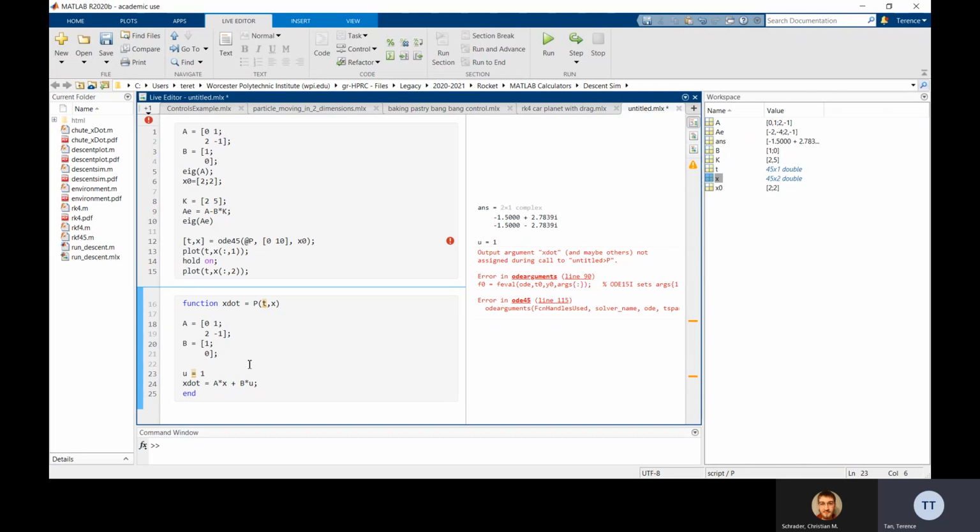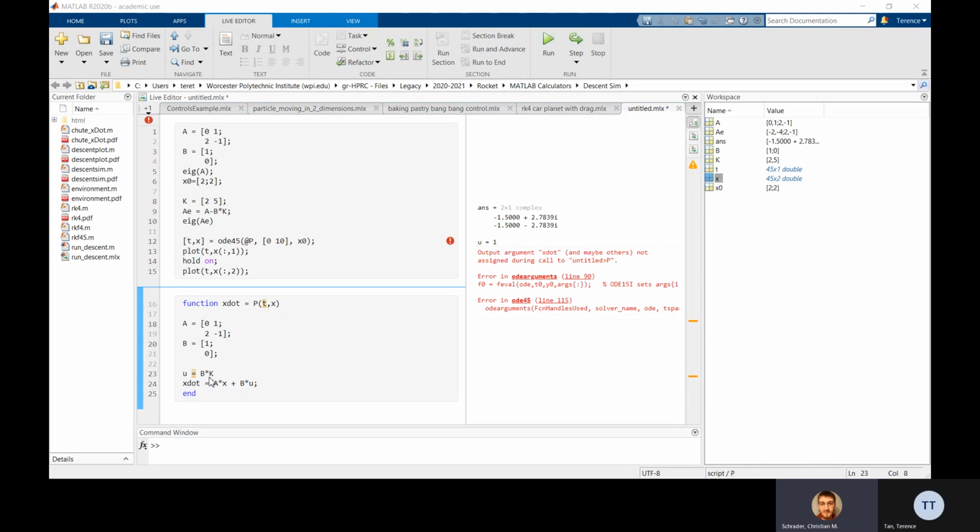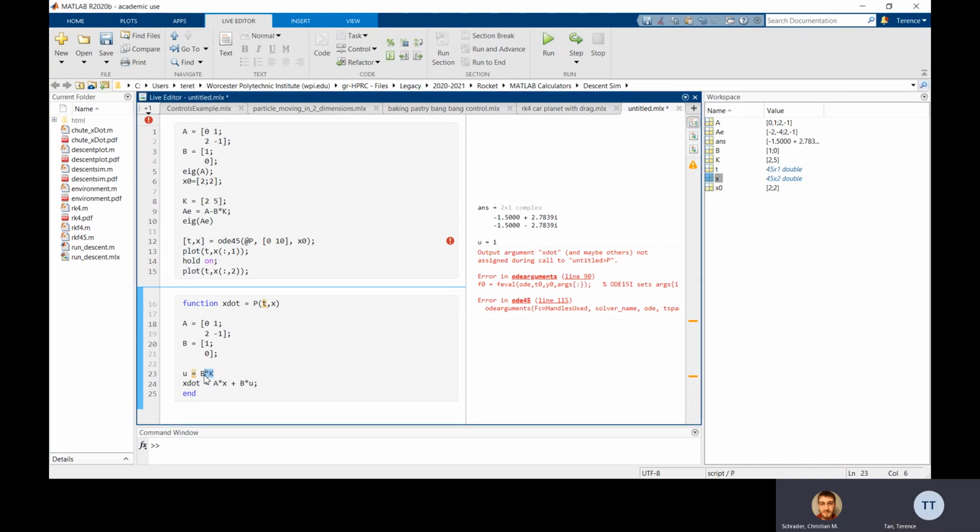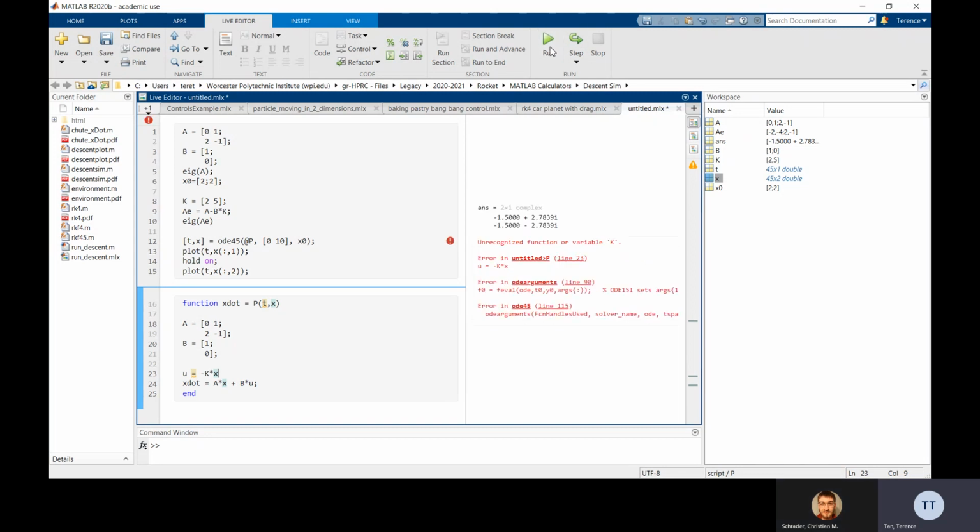And then U is equal to K times B times K. Wait, no. It's equal to minus Kx. Oh, wait. Yes, you're right. Minus K times x. And K is a function of A and B. Okay. Yeah. So you do have to define k inside of that loop. Yes.